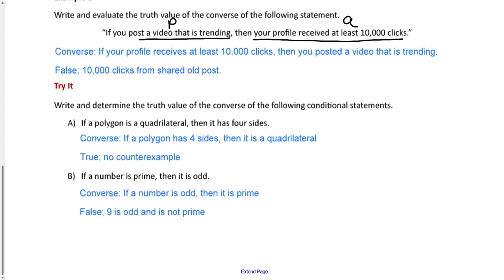So we would say false. And we proved it with another example, a counterexample, that 9 is odd and it is not prime. So we proved it to be wrong, testing our truth value. And how did we do that? We provided a counterexample saying 9 is odd and it is not prime.